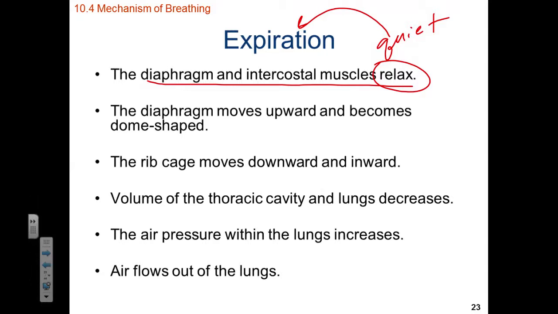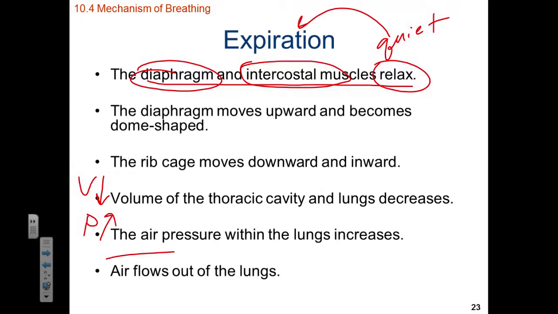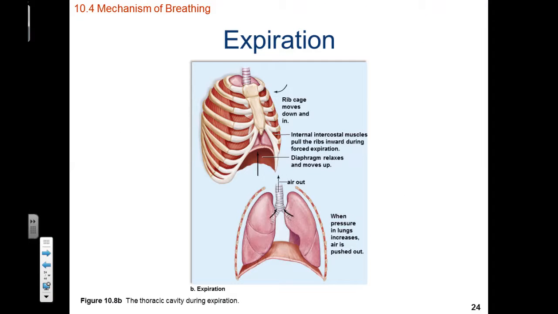But if we look at it as a passive or quiet process, exhaling air, expiration, when we're doing it quietly or at rest, is a relaxing process. We stop contracting the diaphragm, we stop contracting our intercostals. That causes the diaphragm to go back up to its original position and the rib cage to move back towards its original position as well. The volume of the thoracic cavity goes down, the pressure increases. As our volume decreases, pressure increases and air rushes out of the lungs.